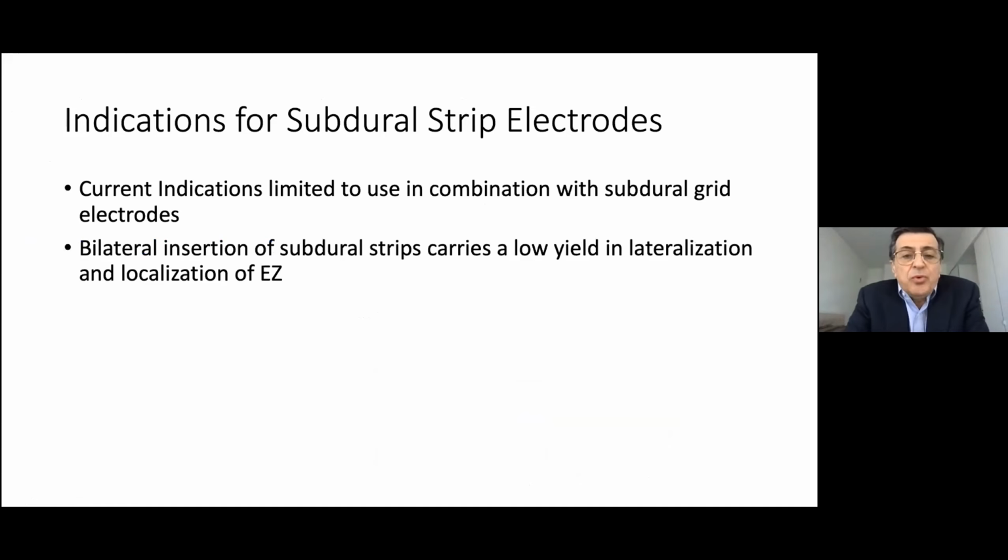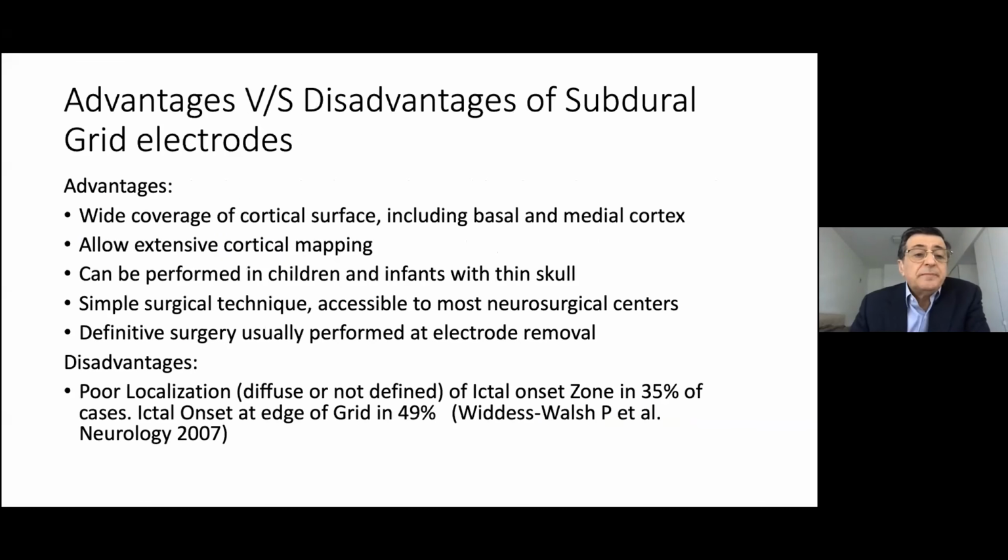Now, subdural strip electrodes, I think the current indications should be limited to their use in combination with subdural grid electrodes in the interhemispheric area, basal, and we'll come back to this. Bilateral insertion of subdural strips carries a very low yield and should be replaced by SEEG nowadays.